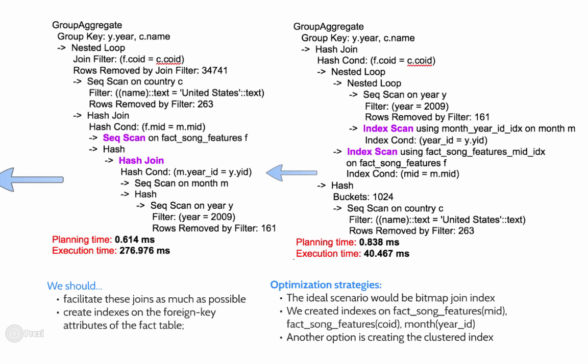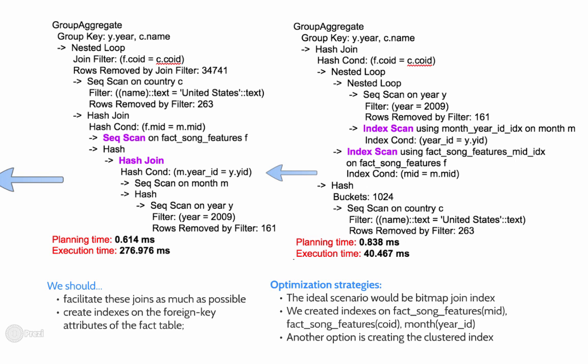Our snowflakes will be joined very often. We should facilitate these joins as much as possible. To avoid sequential scans on huge fact tables, when the part of values to retrieve is relatively small, we should create indexes on the foreign key attributes on the fact table. So the optimization strategy is the following. The ideal scenario would be a bitmap join index from country and year into the fact table.